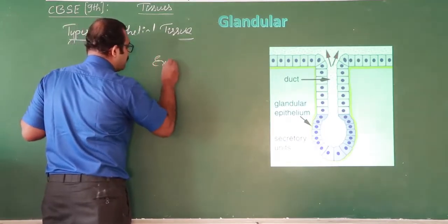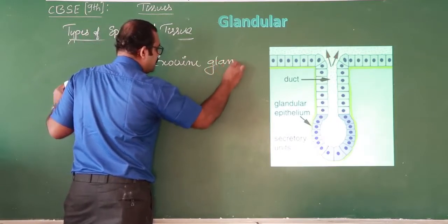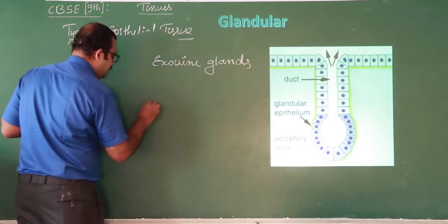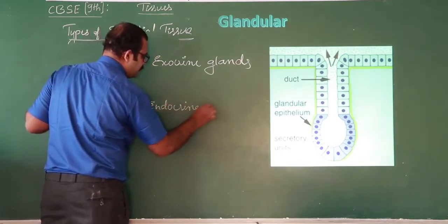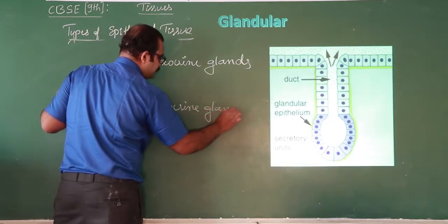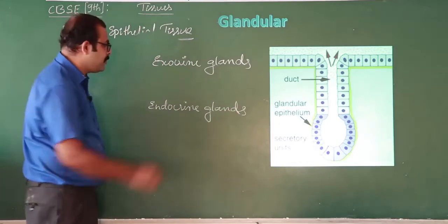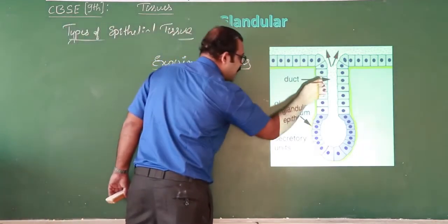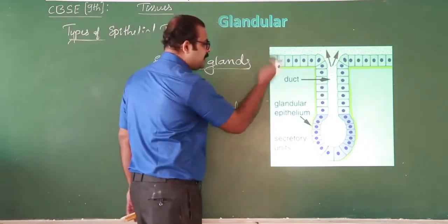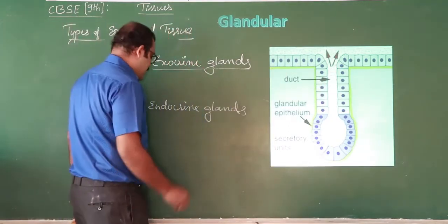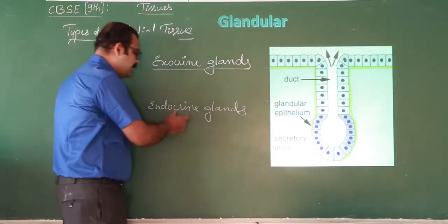Exocrine glands and endocrine glands. Exocrine glands means those glands which have the duct. They are called exocrine glands. And those glands which do not contain this portion, that is the duct, are called endocrine glands.